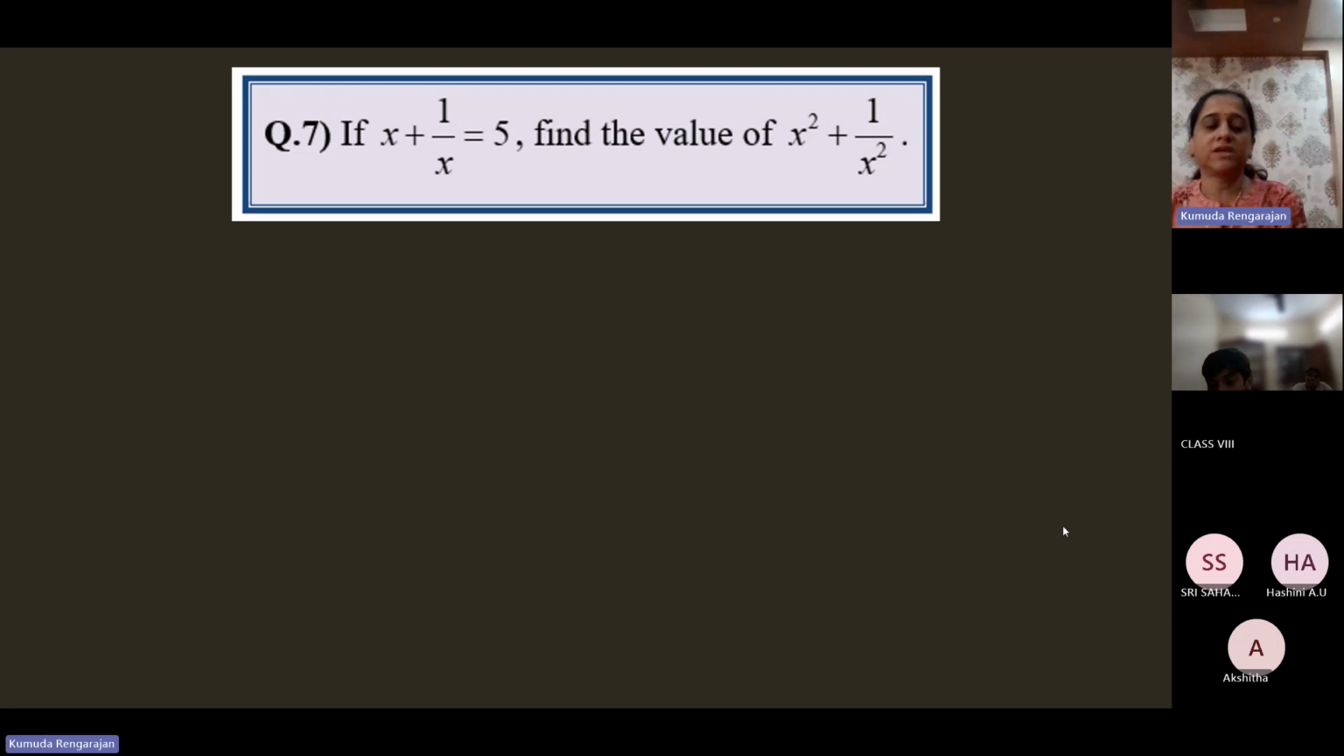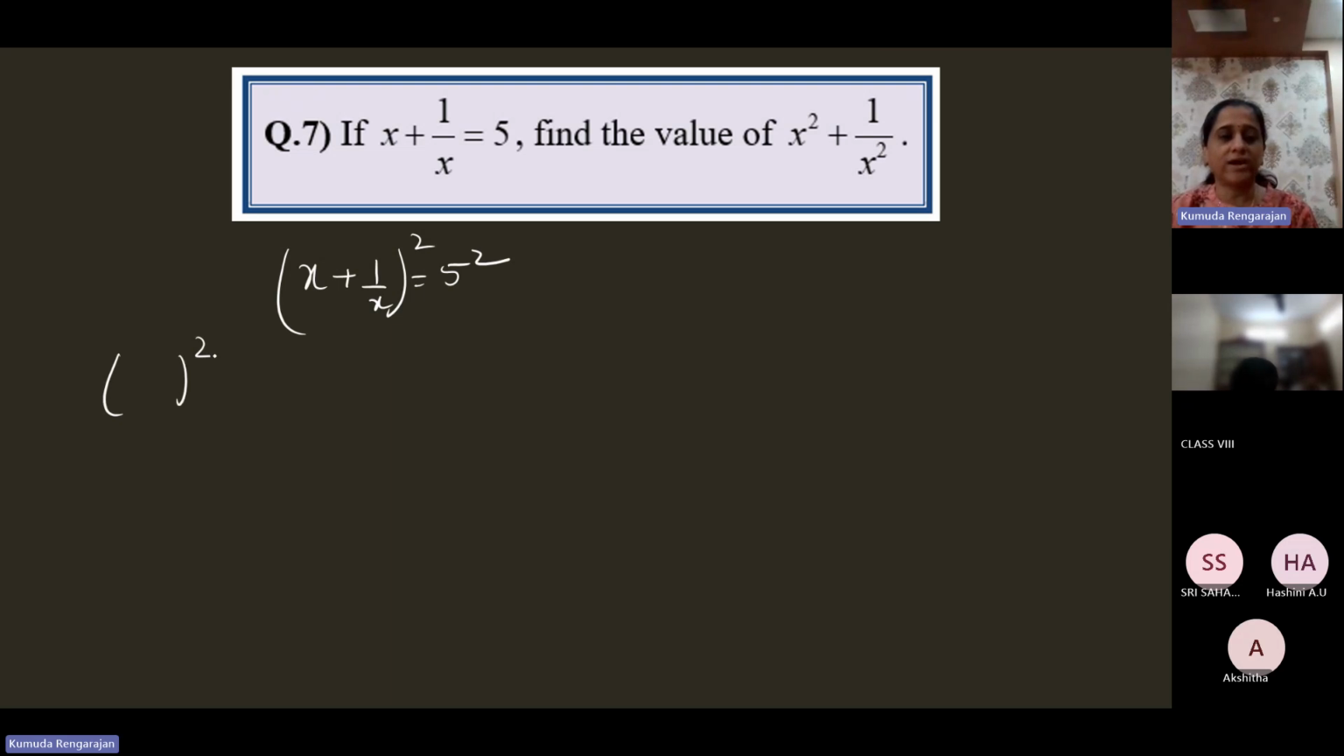Okay. Next one. Given the value of x plus 1 by x, you need to find the value of x squared plus 1 by x squared. So take up the given equation. Write down the equation x plus 1 by x is equal to 5 and square it on both the sides. So now this is of the form a plus b the whole squared, which is a squared plus 2 into a into b plus b squared is equal to 5 square, which is 25.